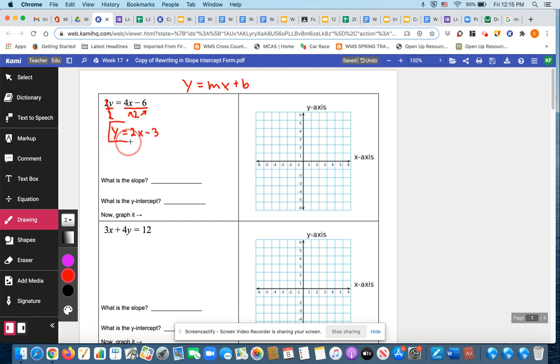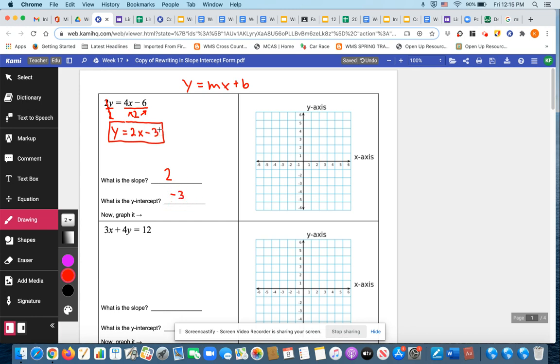Congratulations, you just wrote this equation. You rewrote this original linear equation in slope-intercept form. You can see y is by itself, and that's exactly what we needed it to be in order to have slope-intercept form. Once it's in this form, you should have no problem at all finding the slope. We know that it's 2. You should have no problem finding the y-intercept, which is -3.